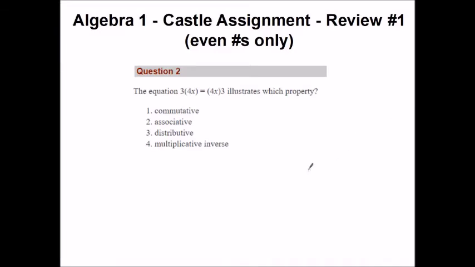All right, so this is Review Number 1, Castle assignment for Algebra. Here's question number 2. The equation 3(4x) = (4x)3 illustrates which property? It looks as if the parentheses are getting shifted around, but that's not exactly true. What's actually happening is that the 3 and the 4x are being switched, and that is an example of the commutative property.